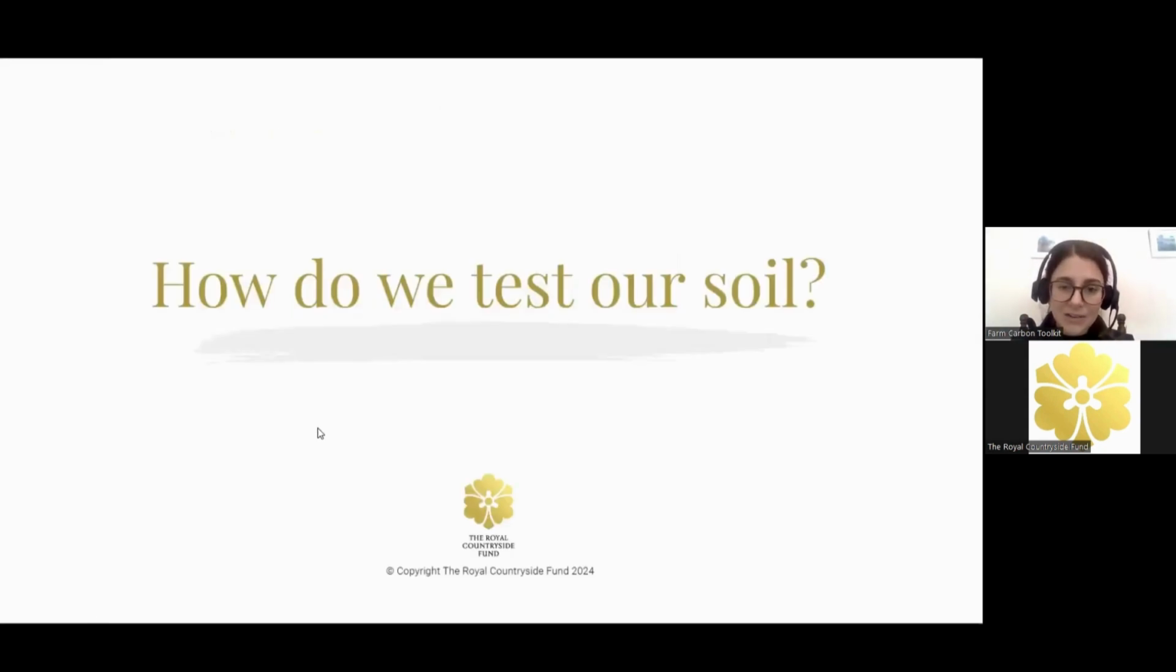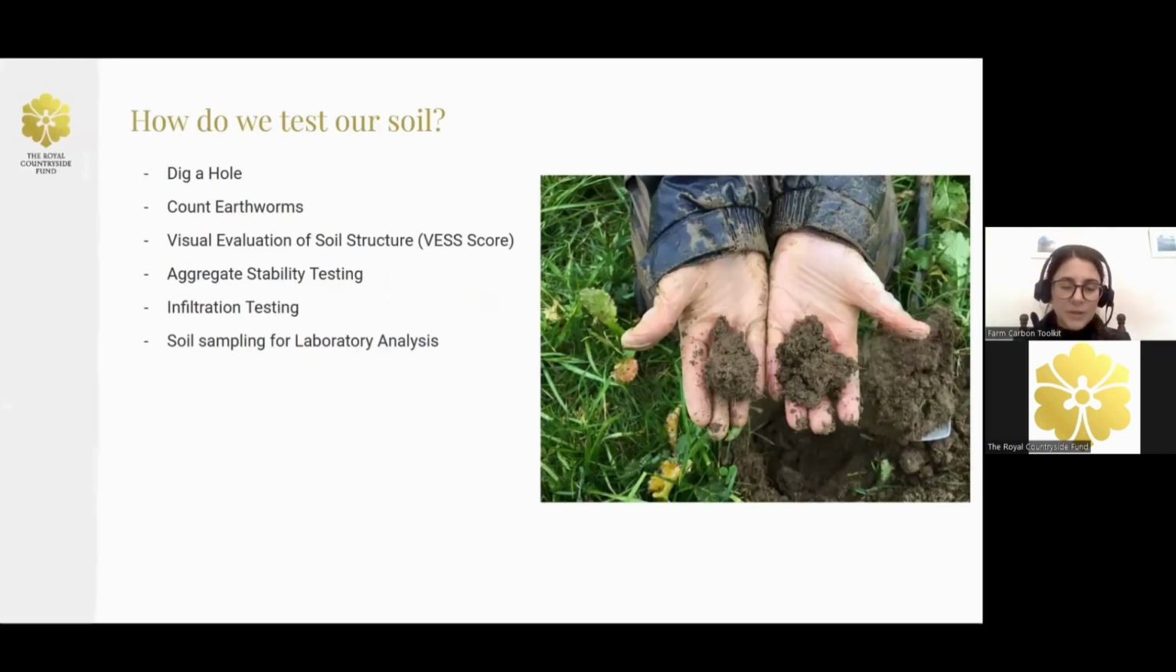So with that, how do we test our soils? What we're going to do is run through a couple of different methods of how we can test our soils. As a farmer or a land manager, you can have a couple of different methods in your back pocket to understand what's going on with your soil and how your current management practices might be impacting it, to understand whether what we're doing already is doing a really good job or whether there might be some tweaks we could make along the way.